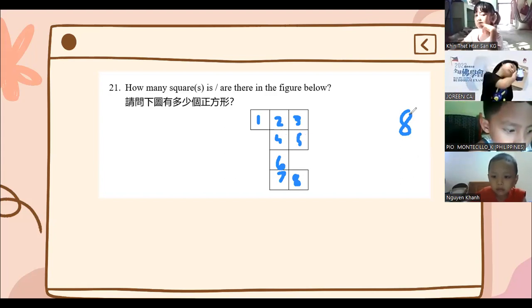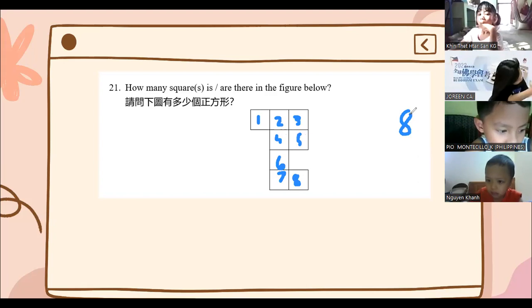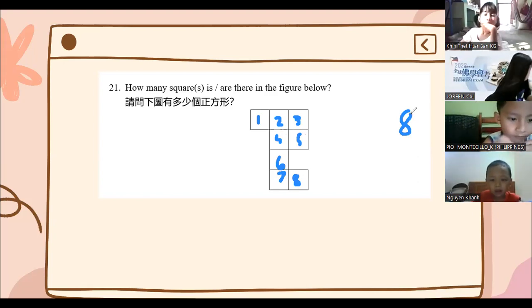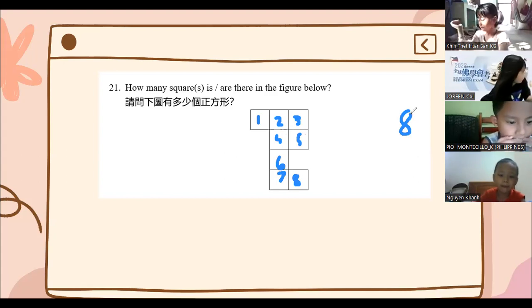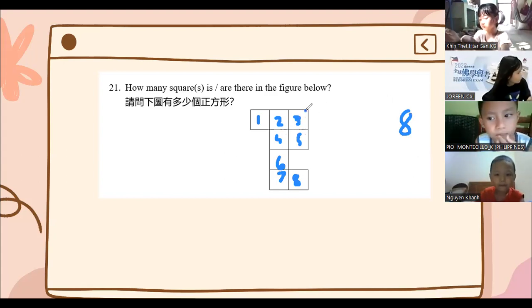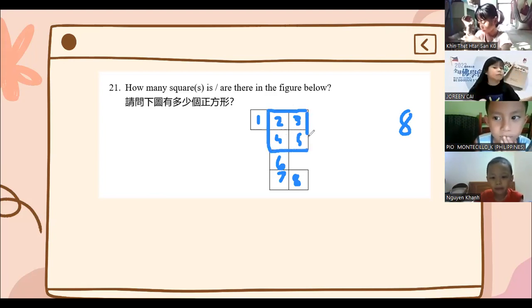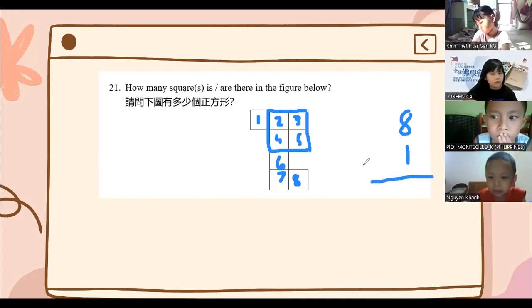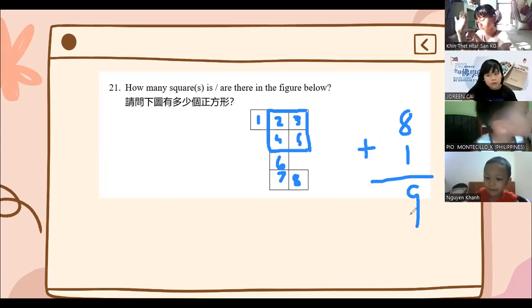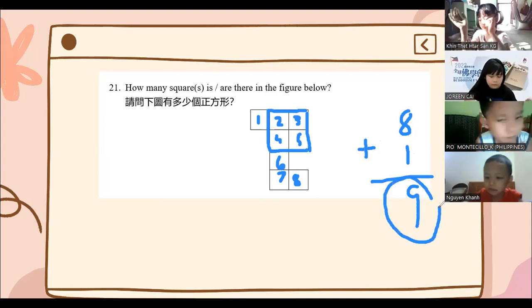So every kind of square, whatever the size of that, you have to count as well. So that's why you have to also look, how about if there are bigger squares here? So we have one, right? This part right here. There's only one, a 2 by 2 square. So that is equal to 1 square, which is 8 plus 1 equals 9. Very good. Therefore, your final answer should be 9.